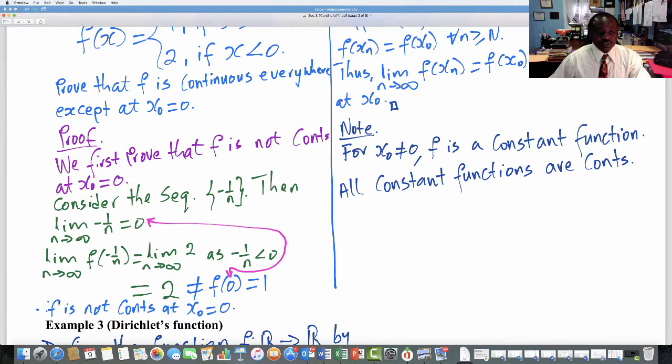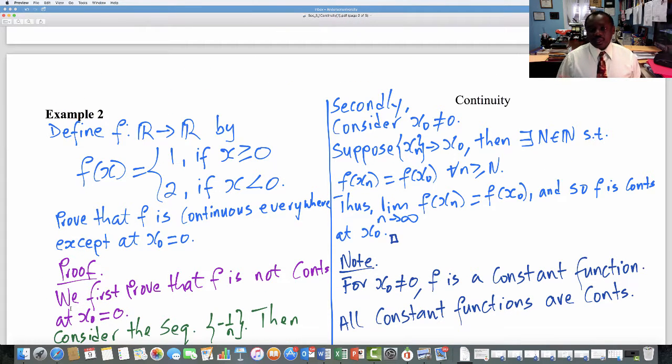So we can conclude that f is not continuous at the point x0 equals 0. Secondly, we consider the case when x0 is different from 0 and prove that f would be continuous. Suppose x0 is an arbitrary point on the set of real numbers that's different from 0, and suppose xn converges to x0. Then that means I can find a natural number N such that f of xn equals f of x0 for every n greater than or equal to N.